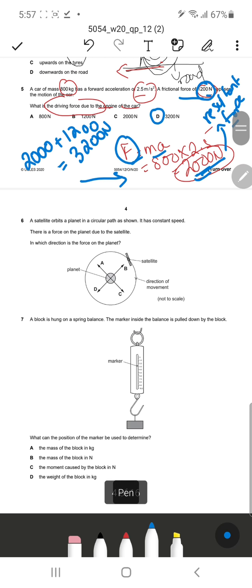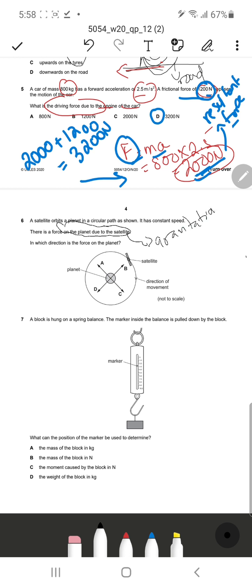Okay, now let's go to question number 6. Question number 6 says that a satellite orbits around a planet in a circular path as shown. It has a constant speed. There is a force on the planet due to the satellite. Which direction is the force on the planet? Between two bodies, whenever any force acts between them, this force is actually the gravitational force. Now it just asks us to identify the direction of this force, which we can see is B.